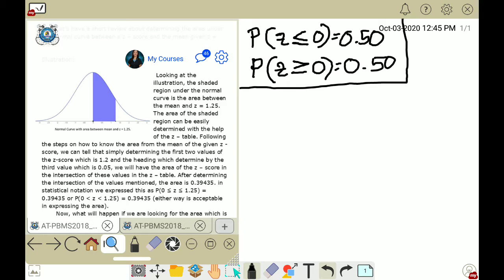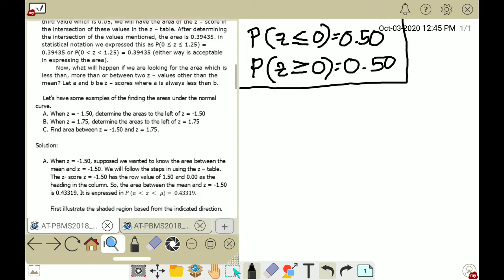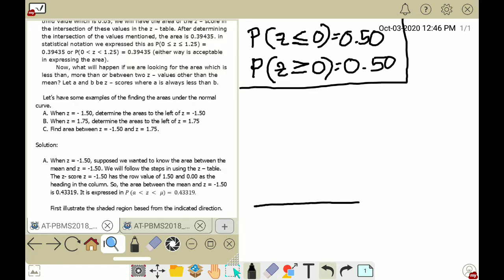Let's have some examples of finding the area under the normal curve. When z is equal to negative 1.5, determine the area to the left of z equals negative 1.5. How are we able to know that? The most essential and easiest way is, of course, to draw your normal curve.